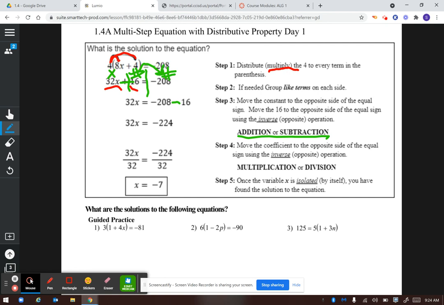And then from there, you will use multiplication or division to get the coefficient. Coefficient is the vocabulary word for the number touching a letter. So then you will divide by 32 and divide by 32. So you can see 1x is equal to negative 7. So that one was fully worked out for us. Let's go ahead and see what it would look like if we work out number one.